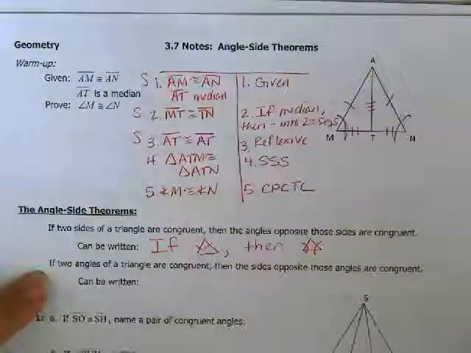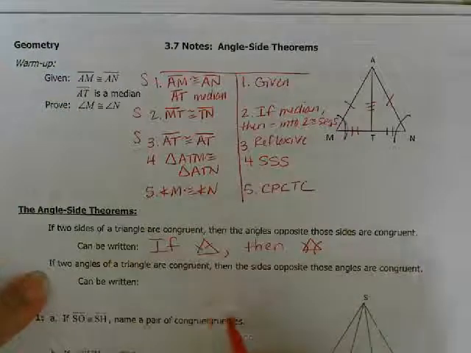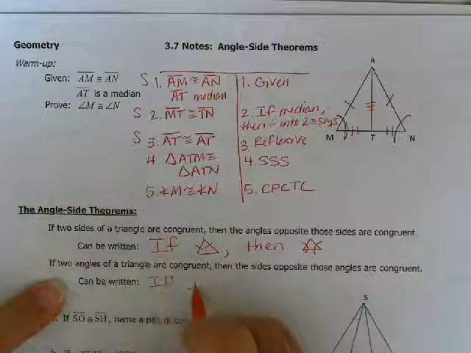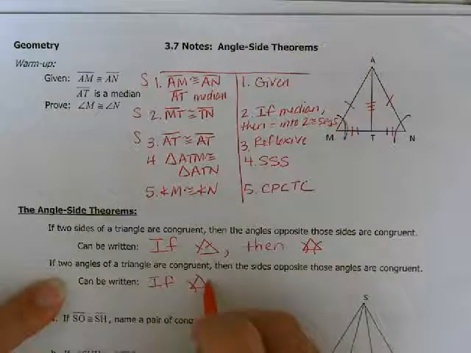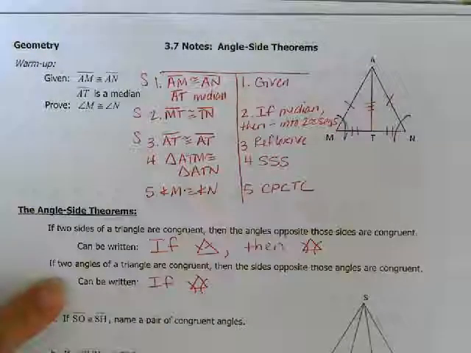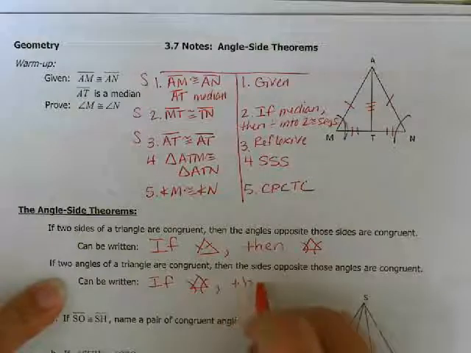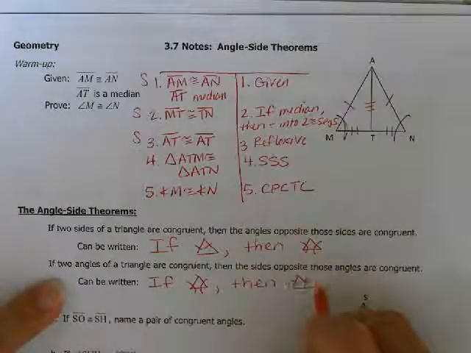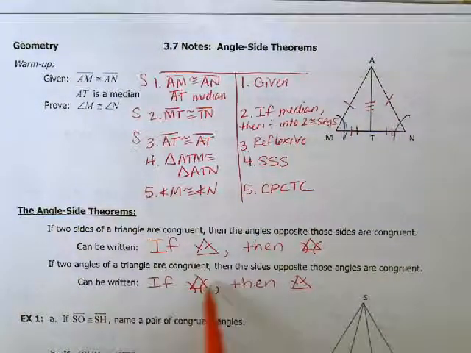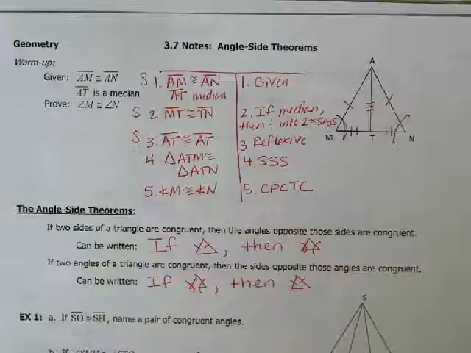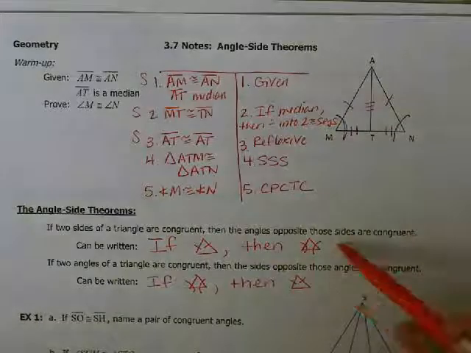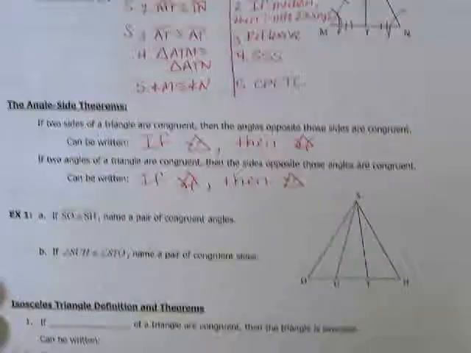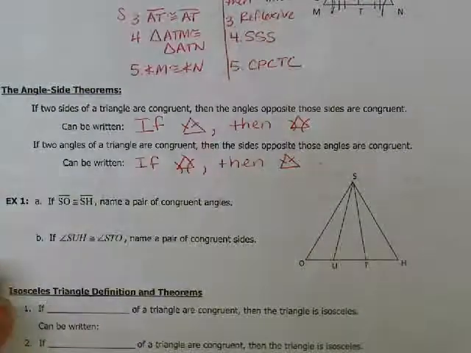Now the converse is also true, and you can say that if two angles of a triangle are congruent, so you can draw a triangle with the base angles marked congruent, then the sides opposite those angles are congruent. So then you would draw the sides opposite the two angles you had marked earlier congruent. So in your proofs, you can use these for the reasons. All right, so let's try using that theorem.